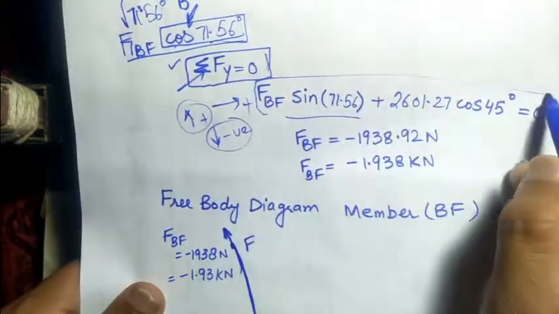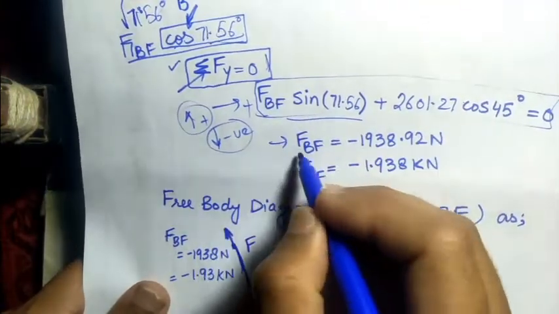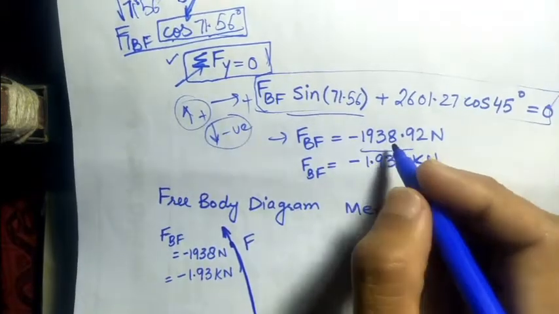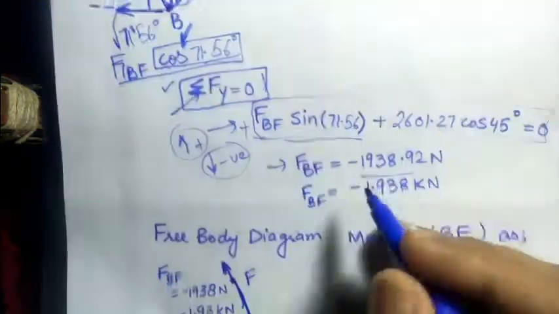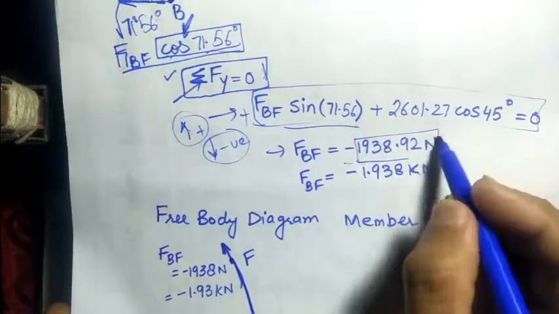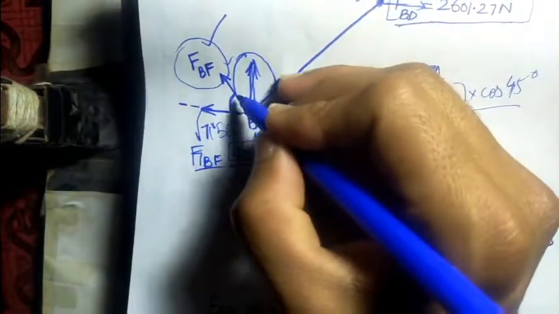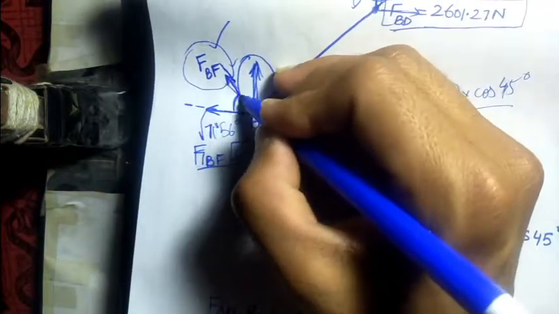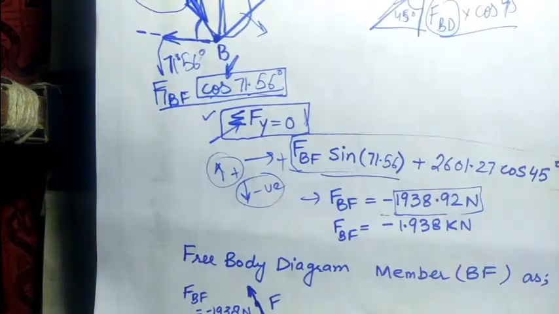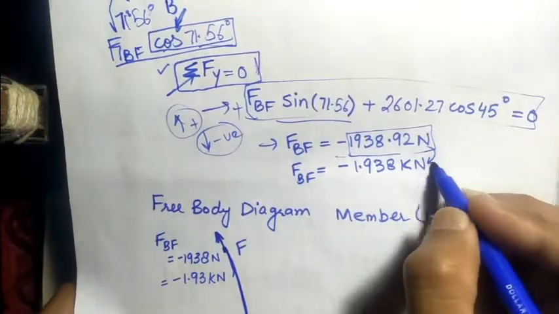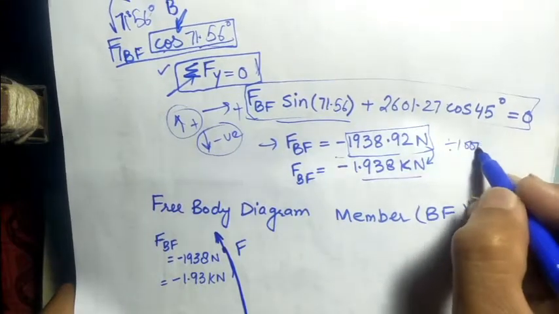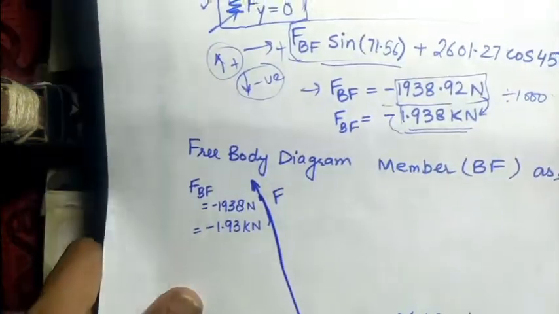By solving this equation, you can easily calculate the BF force, which comes out in the negative direction. So our assumption is wrong. Negative shows that the direction of the BF force will be opposite, in opposite direction means in this direction. Newton will be divided by 1000 to make it kilonewton.